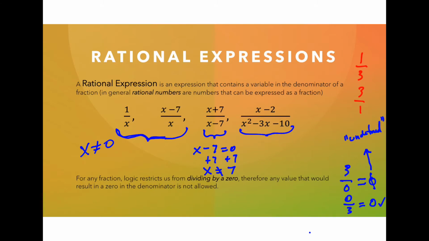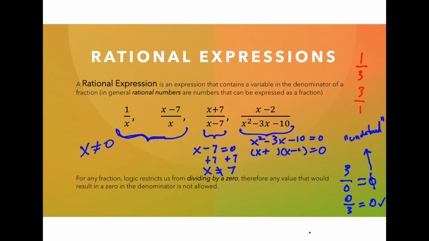For this one here, we have a trinomial, so I'm going to take it and set it equal to 0 and find out what I would have to have x equal to in order to get 0 in a denominator. So with this, I know I have a minus 10, so I know that my signs have to be opposite, and I want two factors that multiply to give me negative 10 and add up to give me negative 3.